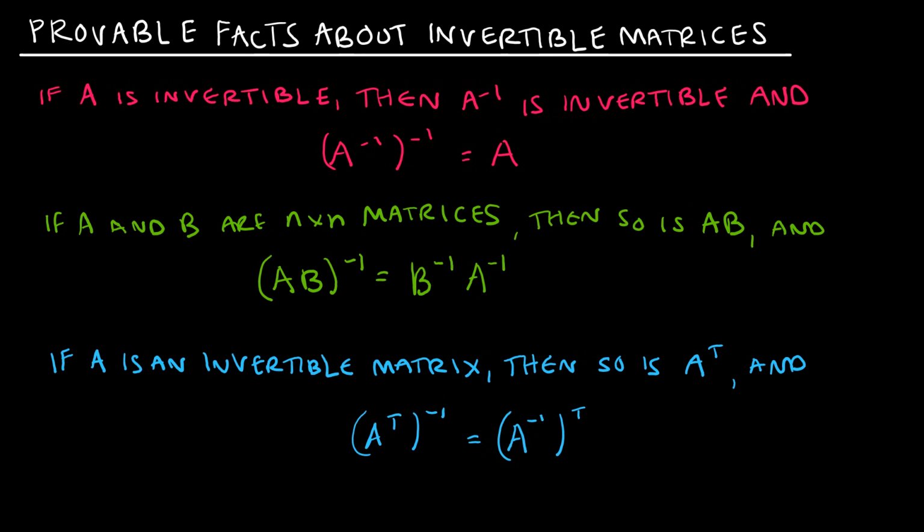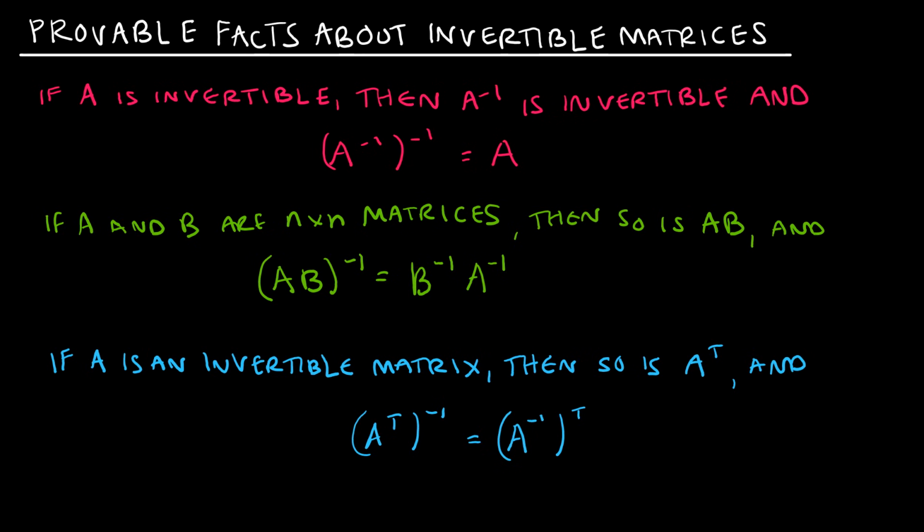Here are some provable facts about invertible matrices, and I'm going to leave those proofs to you. You, of course, can find them in your textbook in section 2.2, or you can certainly Google and find someone else to explain the proof for you. But I would challenge you to see if you can prove these on your own. So first fact, if A is invertible, then the inverse of A is also invertible, and the inverse of A inverse is equal to A.